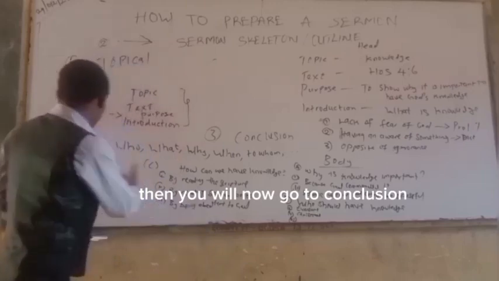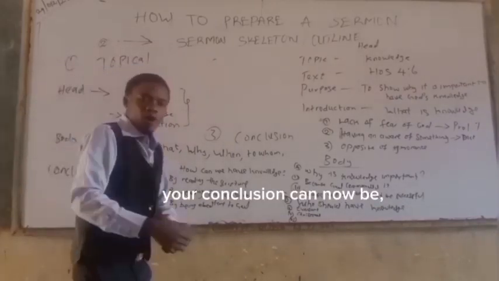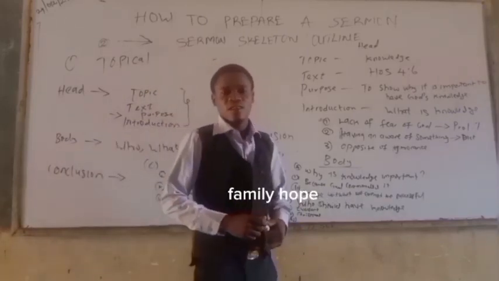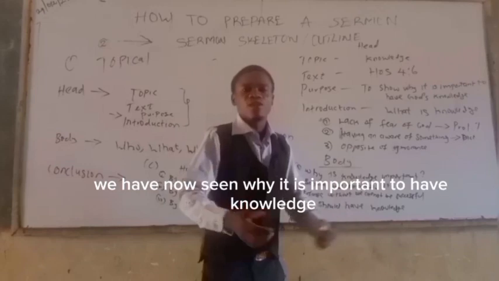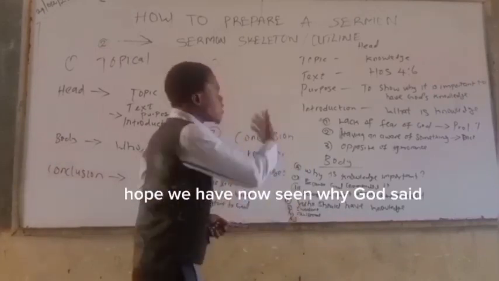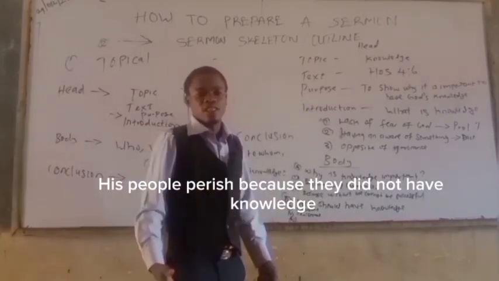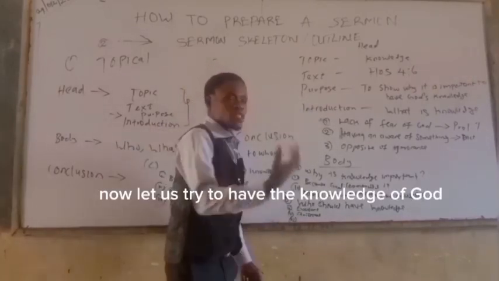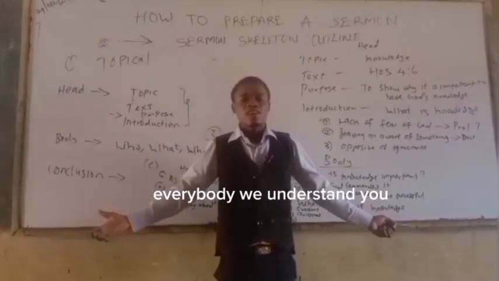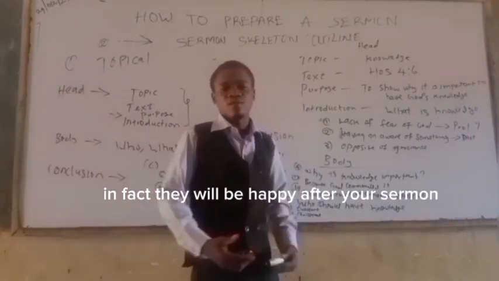Then you will now go to conclusion. Your conclusion can now be, okay, now, brethren or friends or whatever you call it, family, hope we've now seen why it is important to have knowledge. Or hope we've now seen why God said his people perish because they did not have knowledge. Now let us strive to have the knowledge of God. Everybody will understand you. In fact, they will be happy after your sermon.